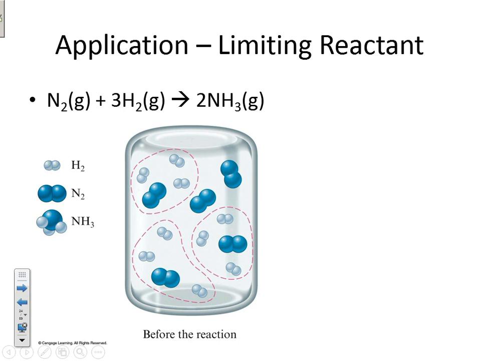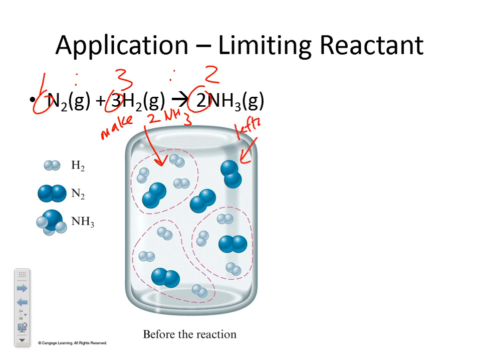So just taking this through, this idea of the circling, again, where we had our 9 hydrogens and our 5 nitrogens, each one of these complete circles will make 2 NH3s, again, the 1 to 3 to 2 ratio based on the coefficients. But these will be left over. They're still going to be in your container. They're not going anywhere. They just didn't get a chance to react because you didn't have enough hydrogen in your reaction.